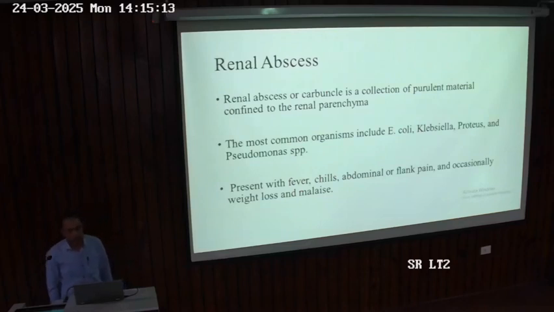A renal abscess, also called carbuncle of the kidney, is a collection of purulent material confined to the renal parenchyma. The most common pathogens are E. coli, Klebsiella, Proteus, and Pseudomonas. Similar to pyelonephritis, the patient presents with fever, chills, and abdominal or flank pain, or occasionally in chronic cases, with weight loss and malaise.